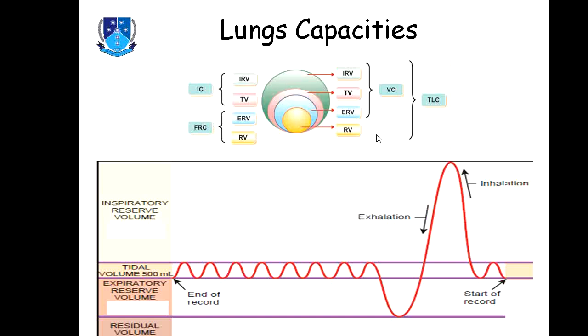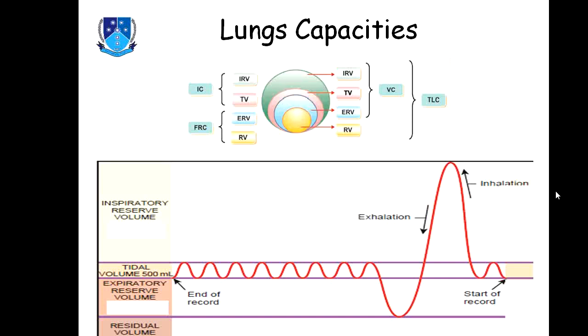And the next one is total lung capacity. This is very easy. The combination of all these values, residual volume, expiratory reserve volume, tidal volume and inspiratory reserve volume, make the total lung capacity, that is roughly 6 liter.